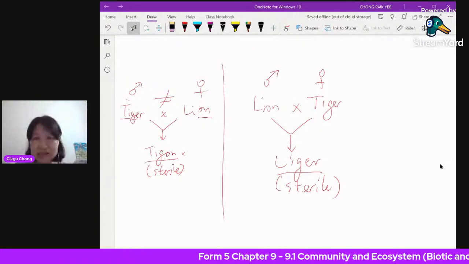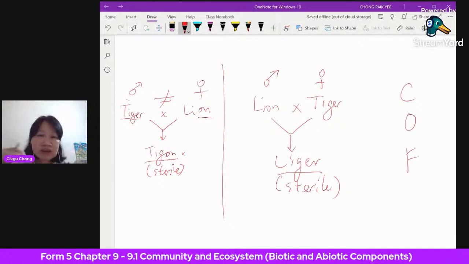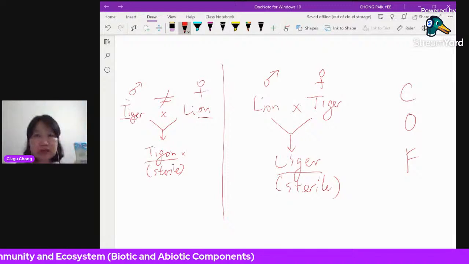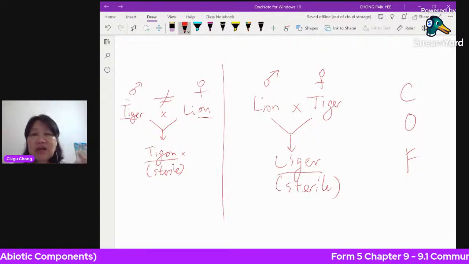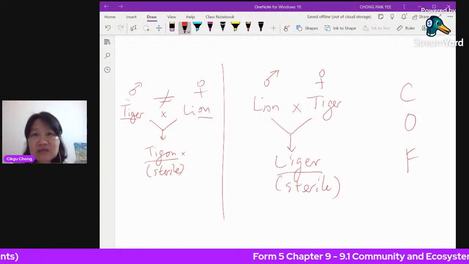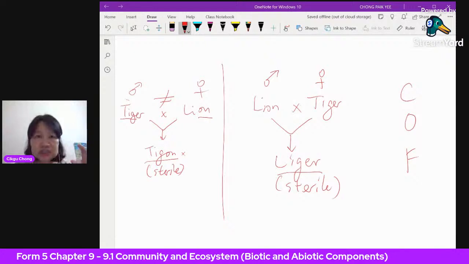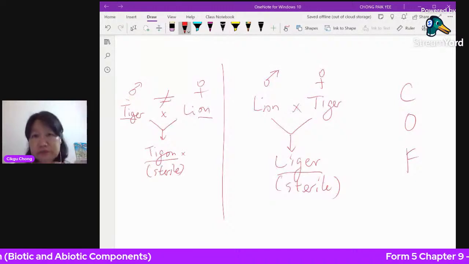Class, order, family. All right, remember your classification: class, order, family. If your class is already different, definitely the morphology in terms of anatomy is very different. You see the chicken and the elephant. How is it possible to have the next generation? No, the genes do not match. The DNA do not match. You cannot have it. So in terms of genus, maybe the same, but the species name is different. That means they are different species.